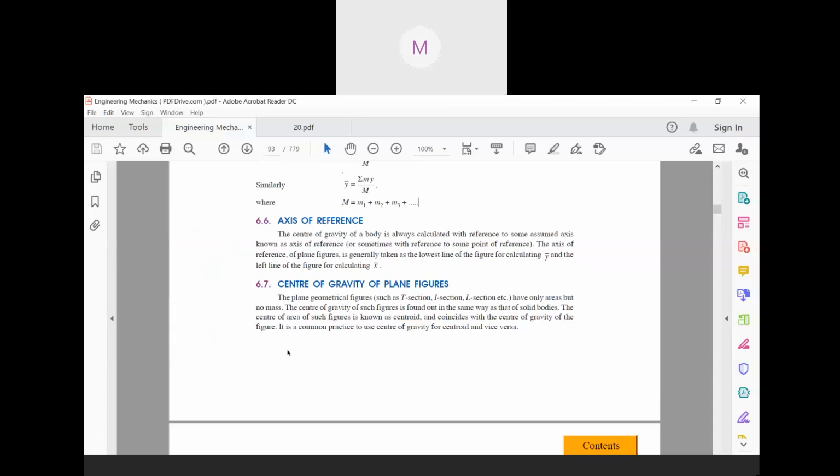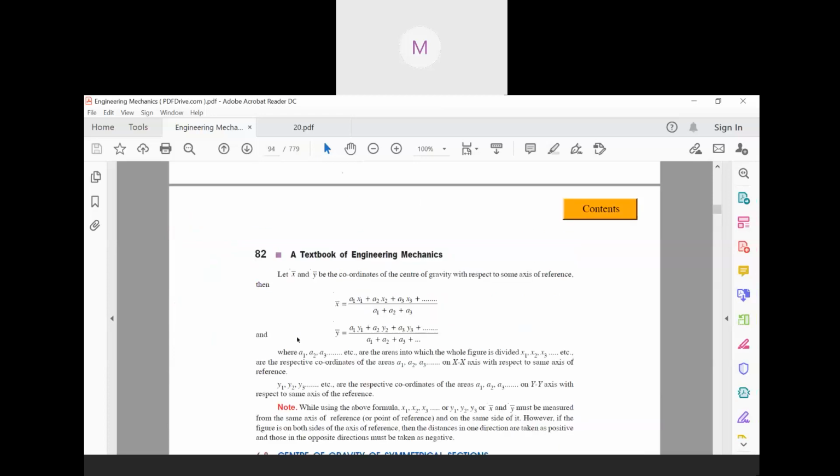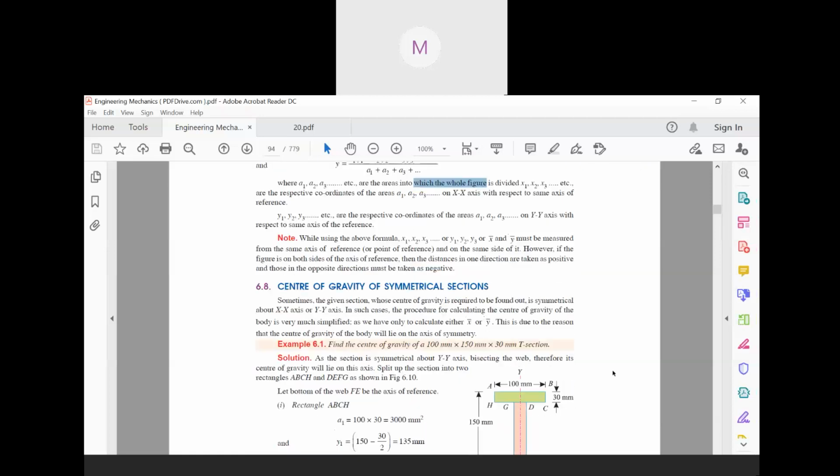Now how will you find out the coordinates? To find out the coordinates, if x bar and y bar are the coordinates of the center of gravity, then x bar is equal to what? A1 x1 plus A2 x2, where A1, A2, A3 are the areas into which the figure is divided, and x1, x2, x3 are the respective coordinates of the areas. And similarly in the y direction also we'll find out like this. Once we do the numerical, we'll understand in a much better manner.